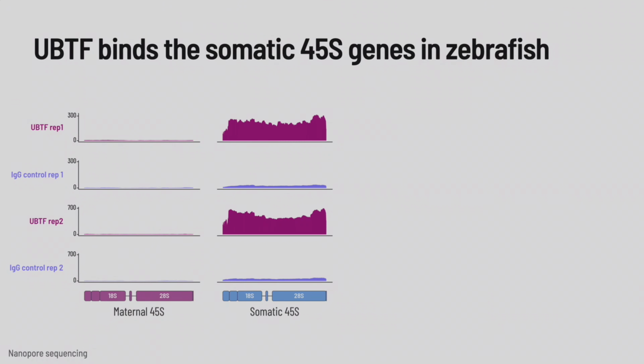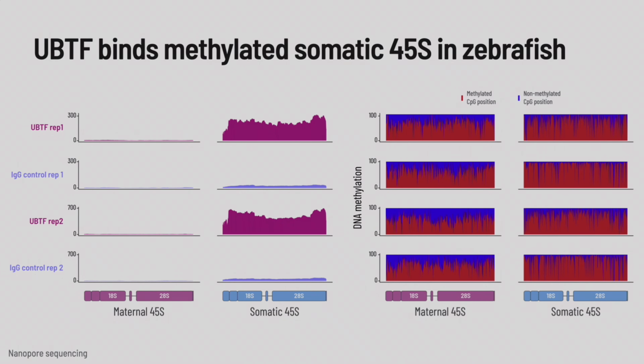And I'm showing you here the data. So we have the reads mapping to the maternal and somatic 45S, and we indeed see with both replicates that UBTF is bound to the somatic 45S, and then it's indeed bound to highly methylated DNA.